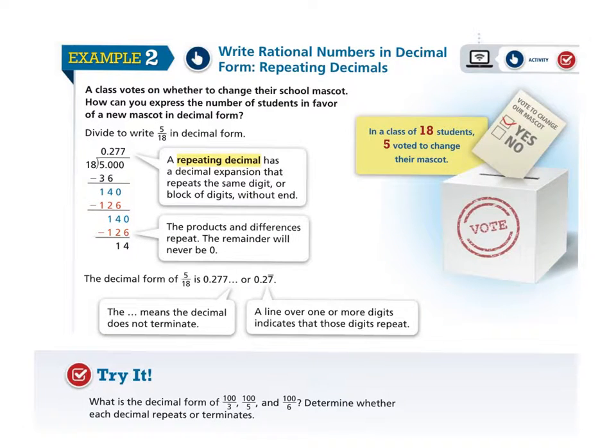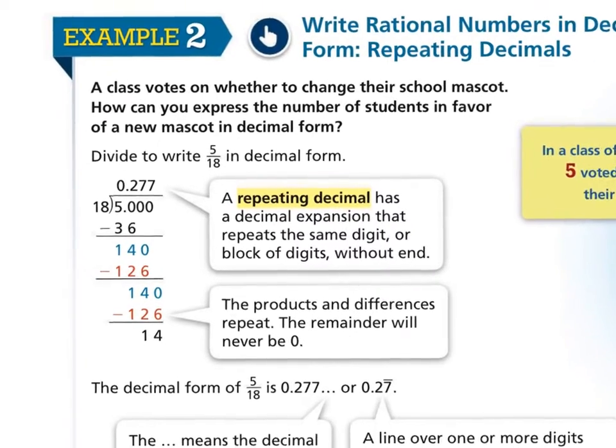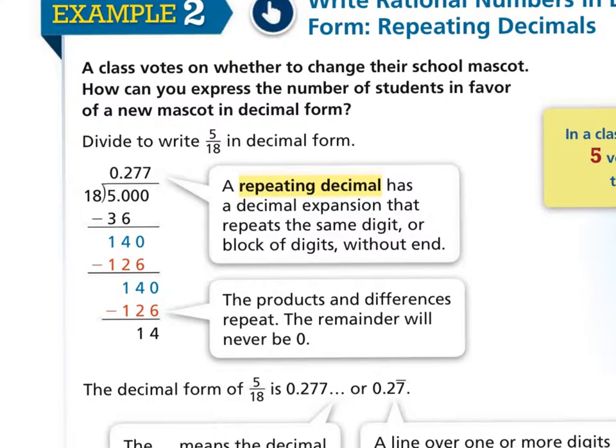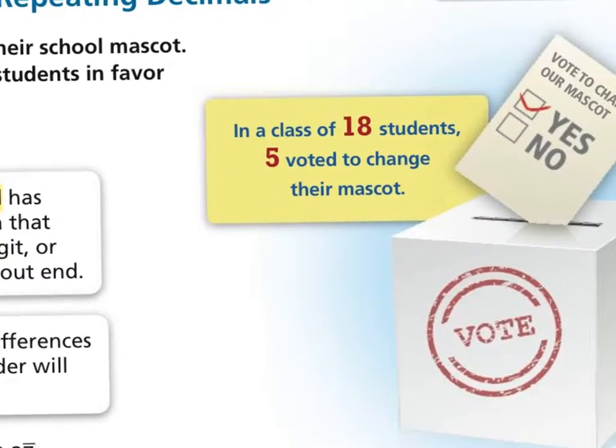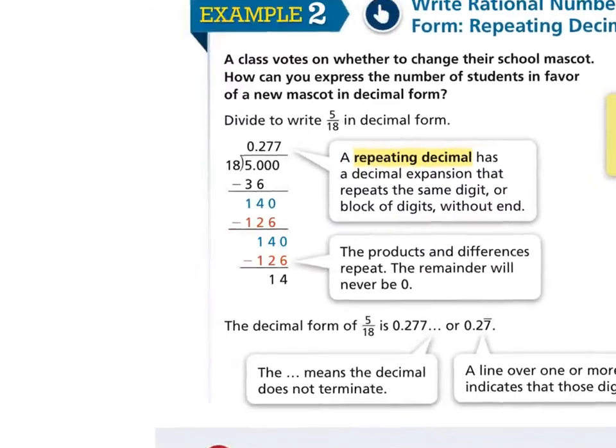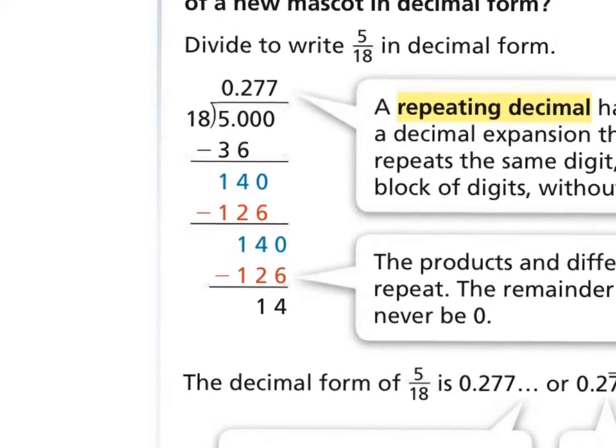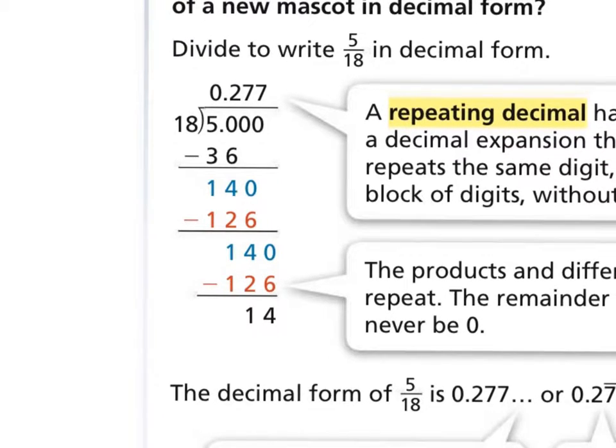Example 2. They want us to write rational numbers in decimal form if we have repeating decimals. So a class votes whether to change their school mascot. How can you express the number of students in favor of a new mascot in decimal form? So 5 out of 18 voted to change the mascot. So we do 5 divided by 18. What happens is we subtract, we get 14. We bring down the 0. We subtract, we get 14. We bring down the 0. We subtract, we get 14. We can keep going.